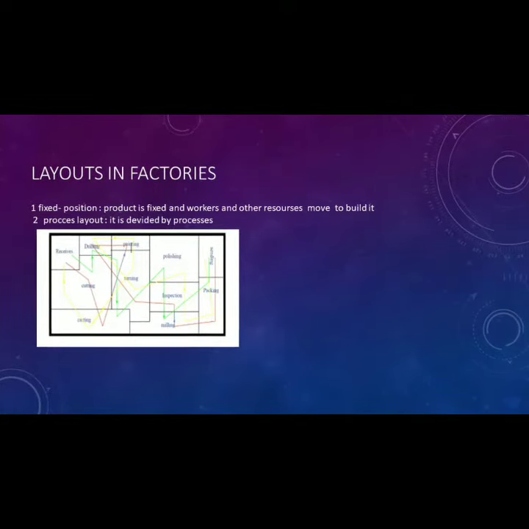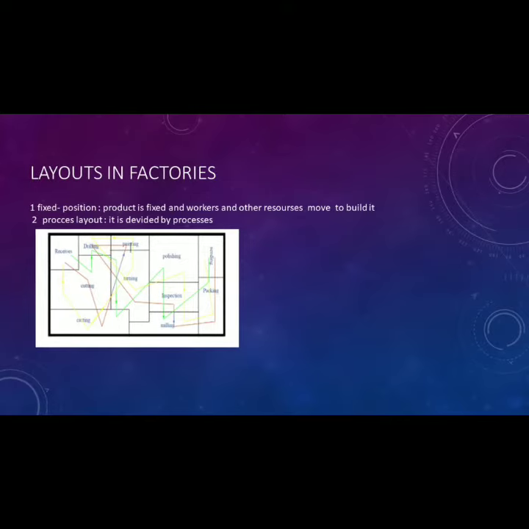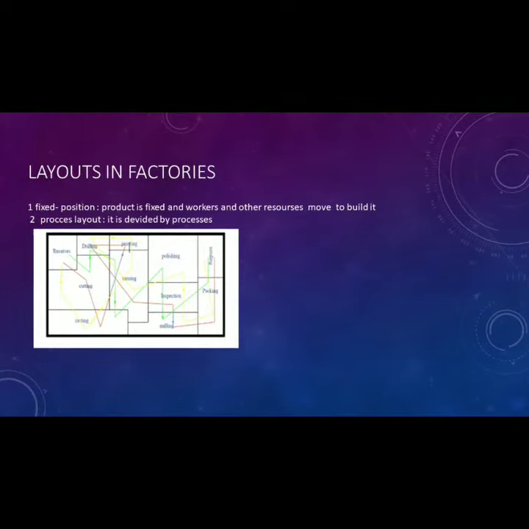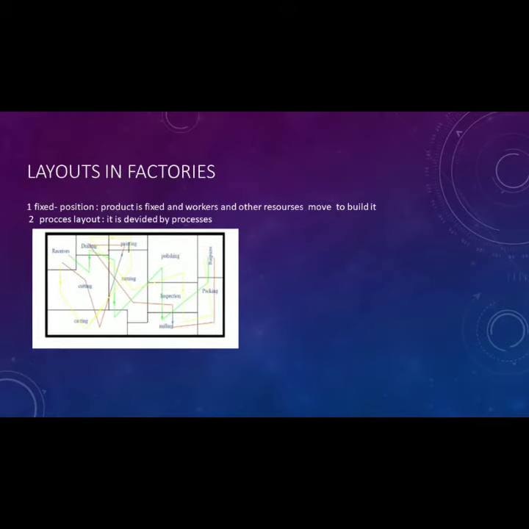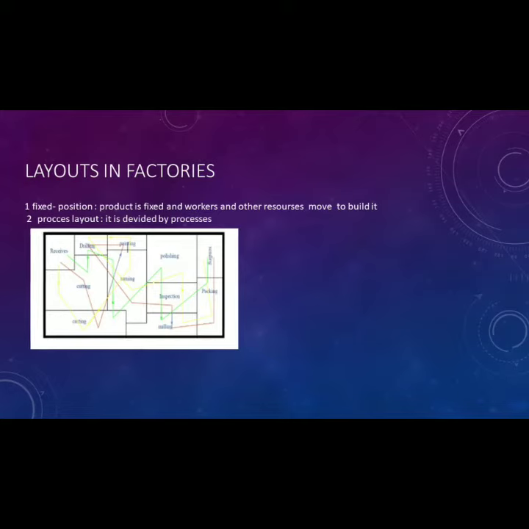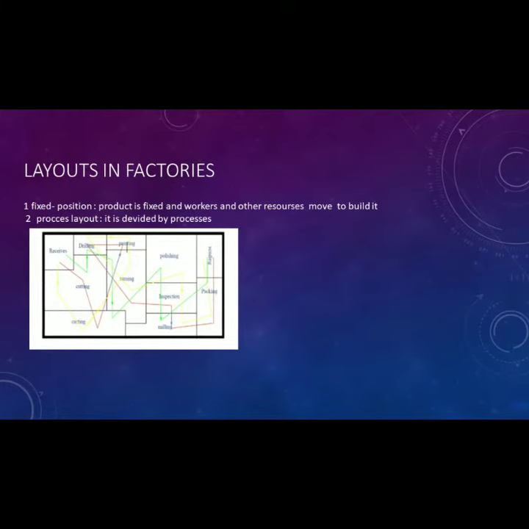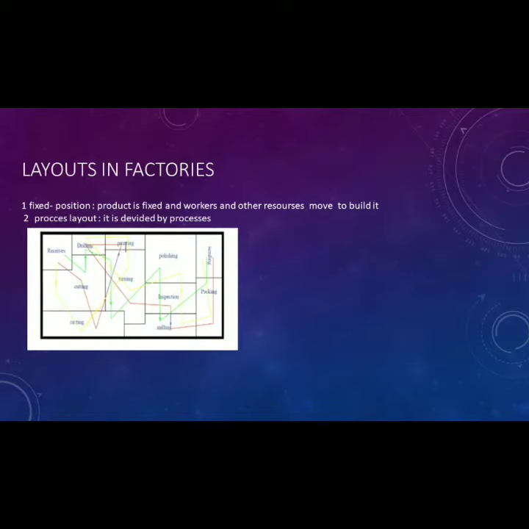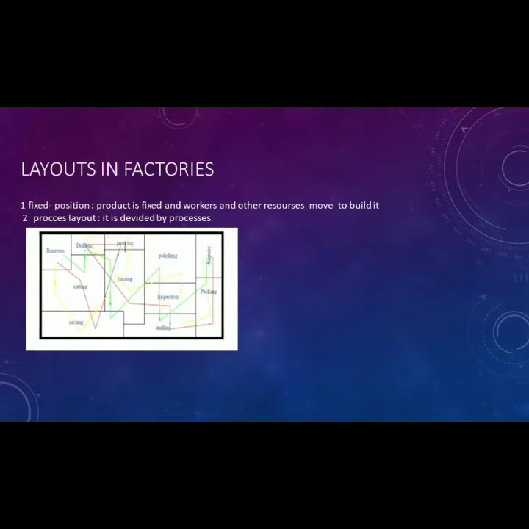In this video, I want to explain some kinds of layouts in factories. The first type is fixed position layout, which means that the product is fixed, and workers and other resources move to build it, and then they come back.